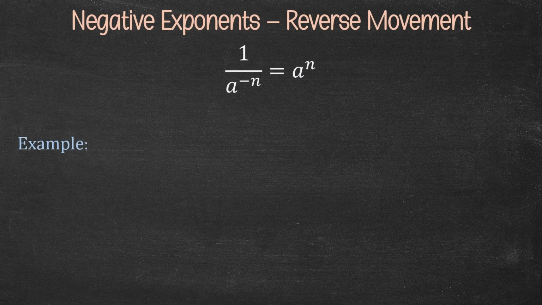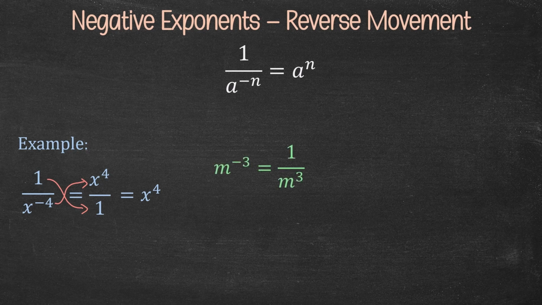Let's look at another example. Here we have 1 over x to the power of negative 4, and that equals x to the power of 4 over 1, so that is x to the power of 4. That x to the power of negative 4 was in the denominator. When it moves to the numerator, the exponent becomes positive. Let's see if we can see a pattern here.